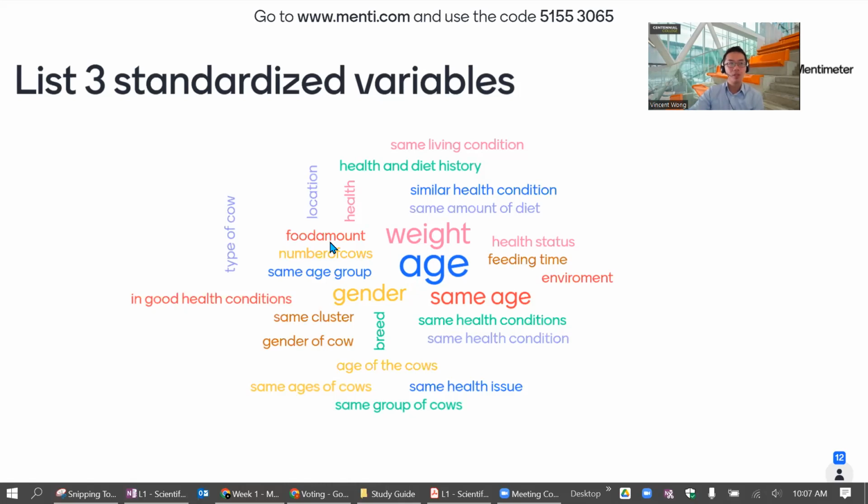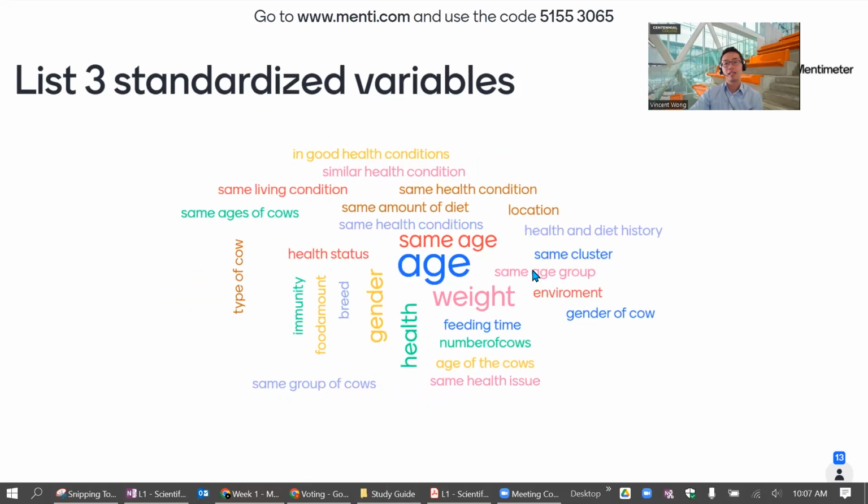Food amount, yeah, that's good, right? You want them to have the same weight of food. It's just that one has more proteins than the other. Health condition, good. Feeding time, that's a good one. You want to feed them at the same time, the same amount. Environment, good. Same health issues or lack of health issues. Type of cows, absolutely. Same age. Yeah, these are good. Very good. Locations. Breed. Yep. Good. So you guys are getting this. Excellent.